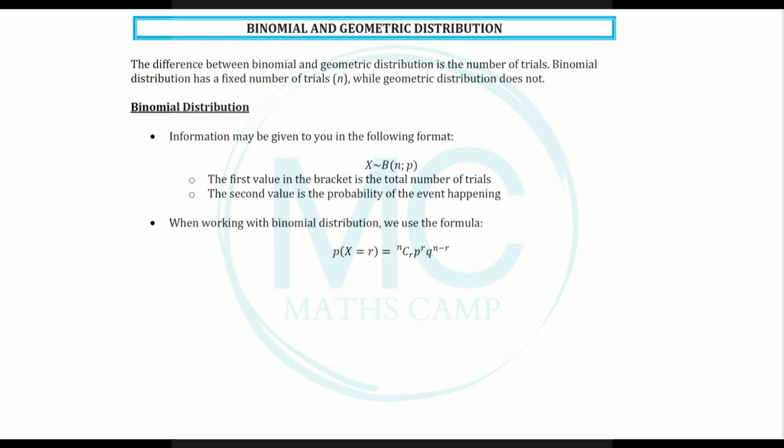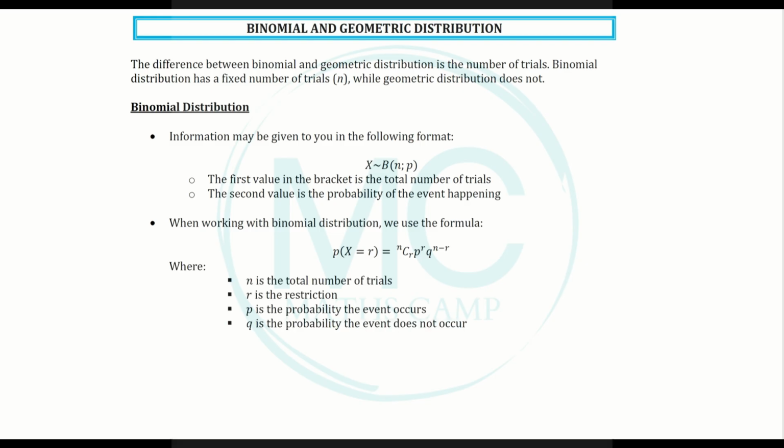When working with binomial distribution, we use the formula. Probability that x is equal to r is equal to nCr multiplied by p with an exponent of r multiplied by q with an exponent of n minus r. Here n is the number of trials and r is the restriction. So if you're looking at 3 trials out of 5, then n is 5 and r is 3. P is the probability that an event occurs, and q is the probability that the event does not occur. Q is the complement of p, so the value of q is 1 minus p.